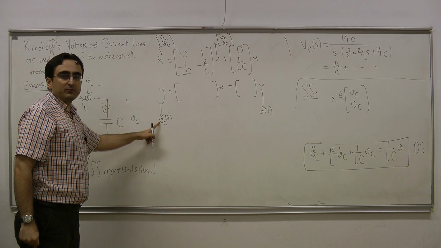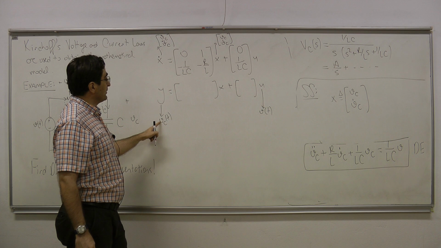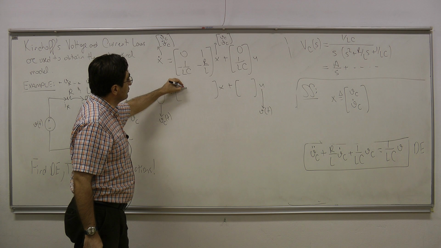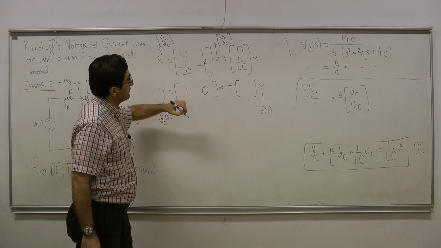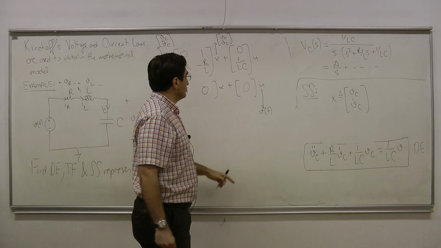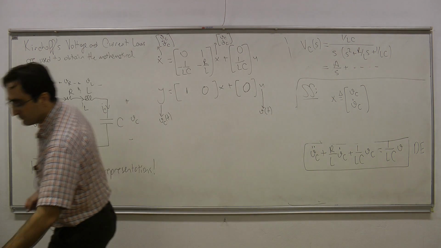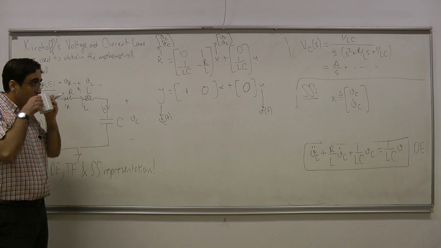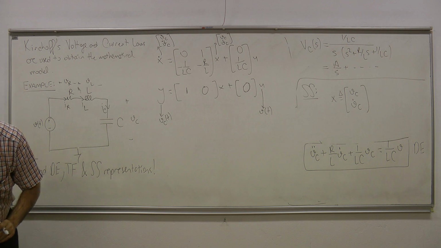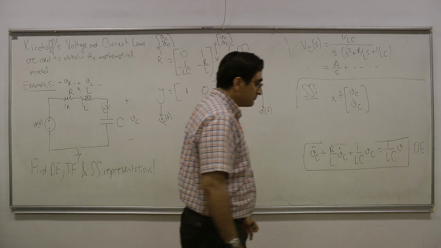So here the output is Vc of t, and it is the first state variable. I need to express the output as a linear combination of state vector elements and the input. So this is going to be 1 times Vc plus 0 times Vc dot, and there is no input in the output. So there is no input contribution in the output, so I will have a 0 here. So this completes the task of finding a state space representation for this system.